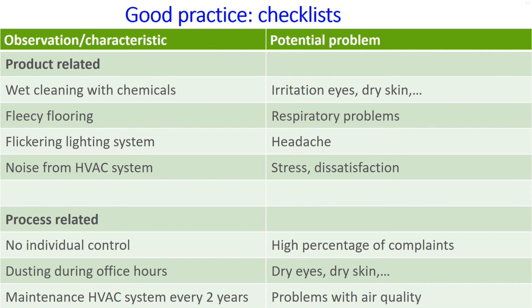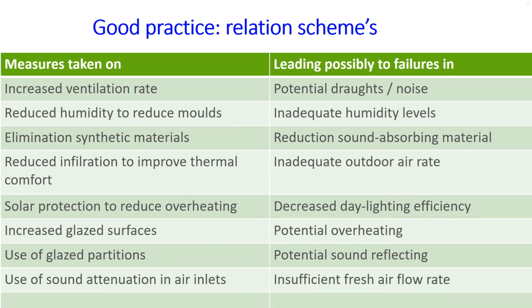Then we have collected many examples of good practice over the years for which potential problems have been established, expressed in, for example, checklists that can be applied during inspection of a building. And based on experience, we have established relation schemes that can help us to identify potential risks of the measures we take to tackle a problem, trying to prevent us from creating new problems.